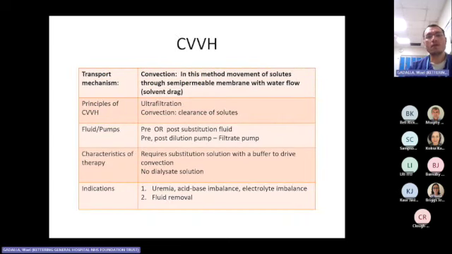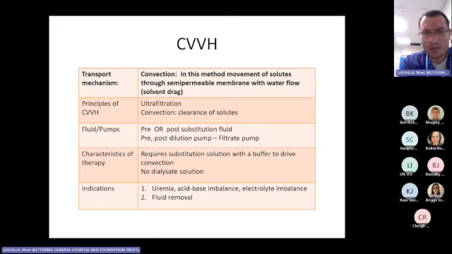The next one is convection. In this method, the solute is passing through a semi-permeable membrane with water. We use pre-dilution, where we give a fluid before the filter, and then we take this fluid out. This fluid or water is a solvent which drags the molecules that we need to clear. The principle used for CVVH is ultrafiltration and convection.